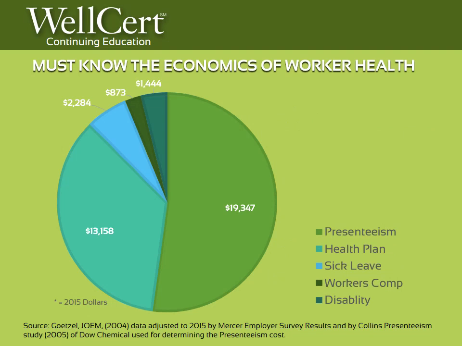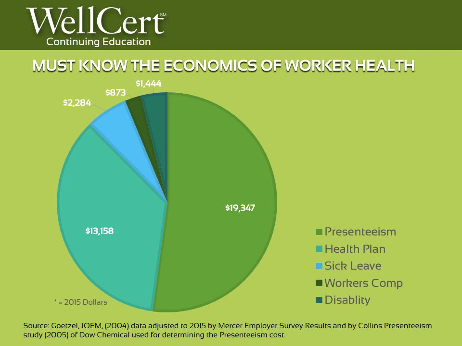One of the things that's important for us in the area of integrated disability management is to understand what the economics of worker health are. And this is data that's been taken from several articles combined. It's a look at the national data, updated using the Mercer Employer Survey results to 2015 dollars. And it basically says for presenteeism, about $19,000 of presenteeism loss during an individual's year of employment on average.